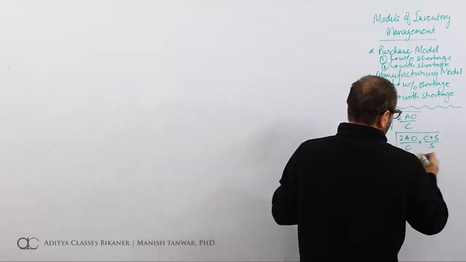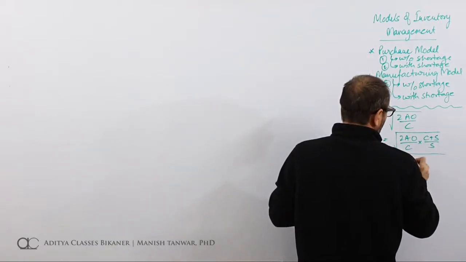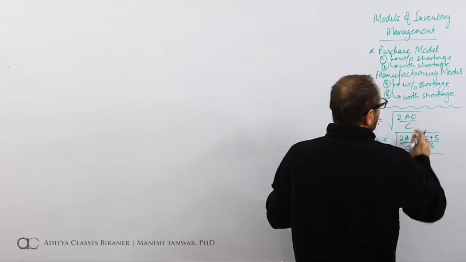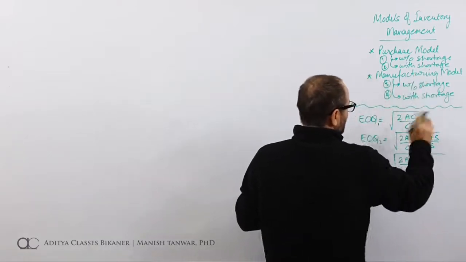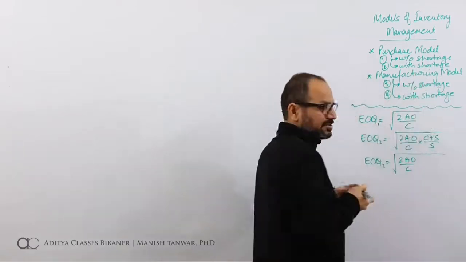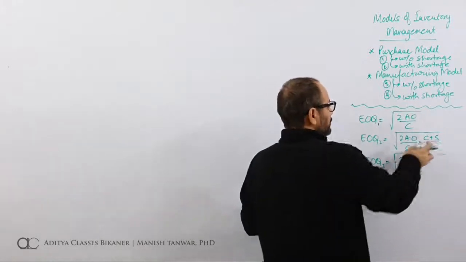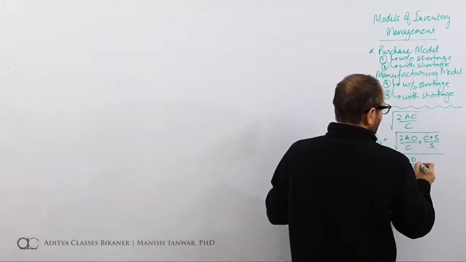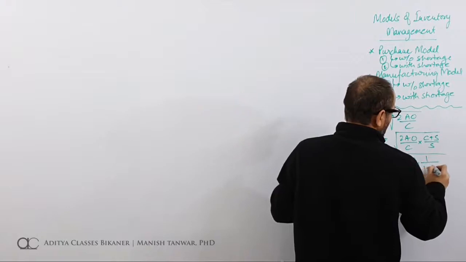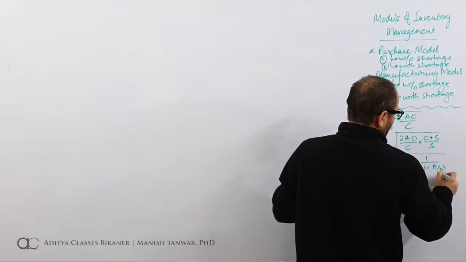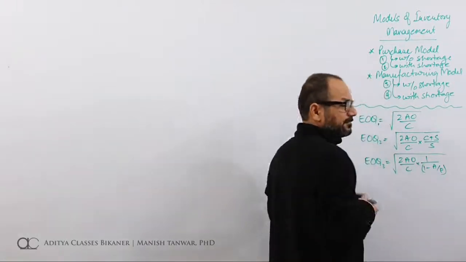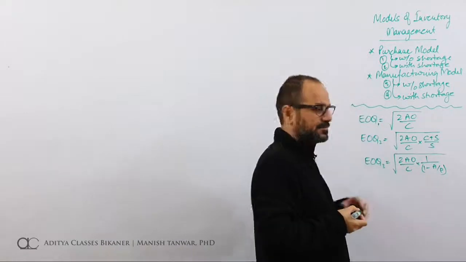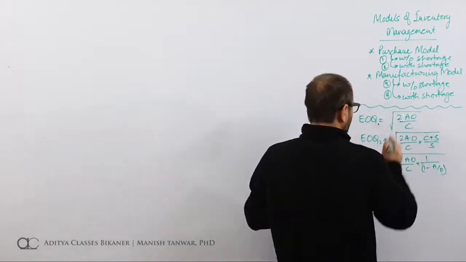Manufacturing model without shortage, 2AO upon C. Now because it is a manufacturing model and there is no mention of shortage, there will be no factor of shortage, but there will be a factor of 1 minus A by P. This factor comes for manufacturing. And what will be the case with the fourth?